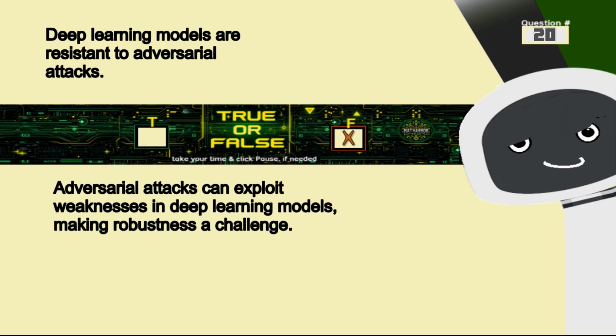True or false? Deep learning models are resistant to adversarial attacks. That is false. Adversarial attacks can exploit weaknesses in deep learning models, making robustness a challenge.